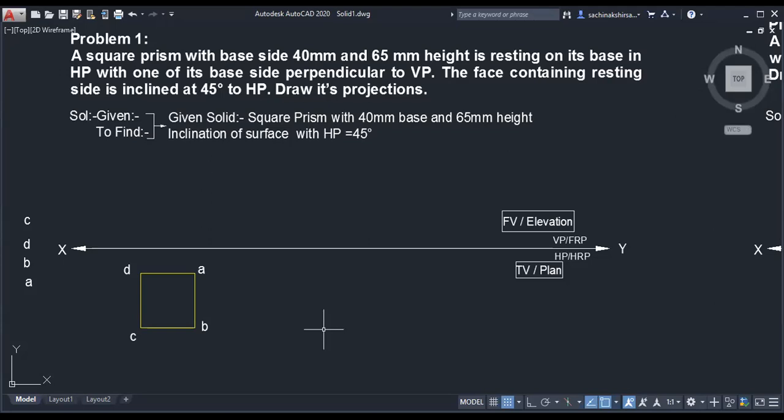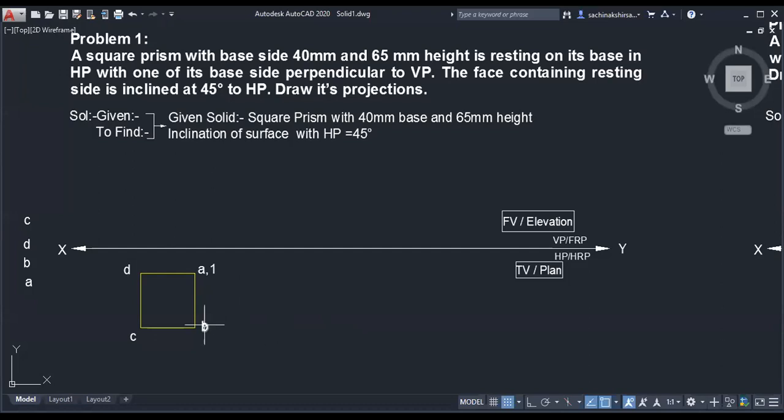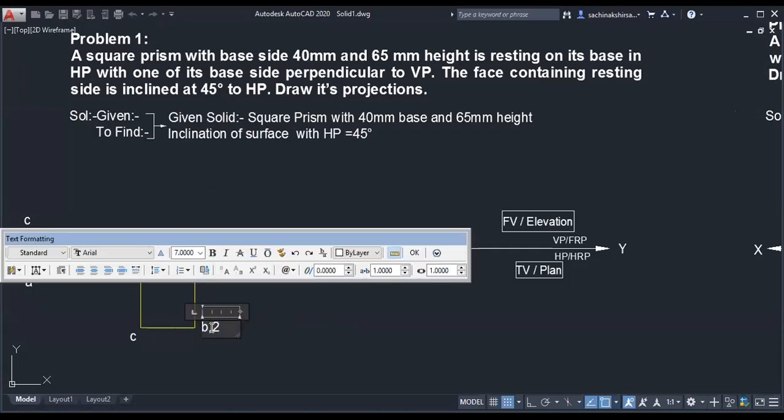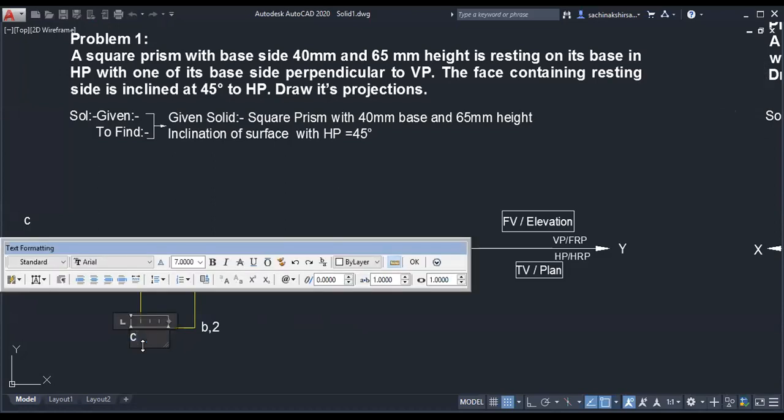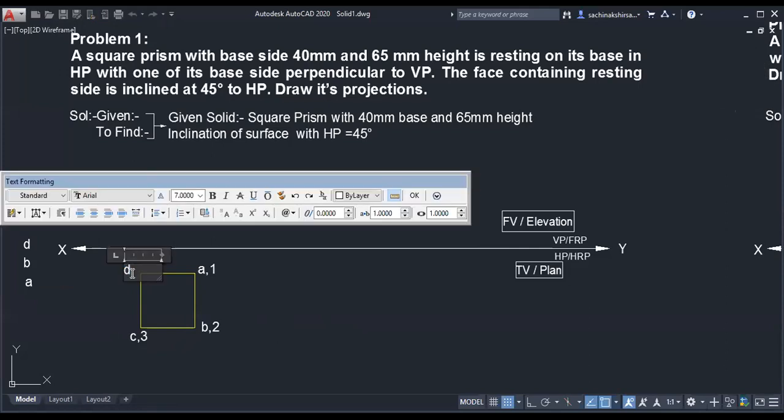As we know, in case of a prism, the true shapes of the top and base overlap. So overlapping. At each corner, how many names will come in case of a prism? Two. So I will write A comma 1, B2, then C3, and D4.